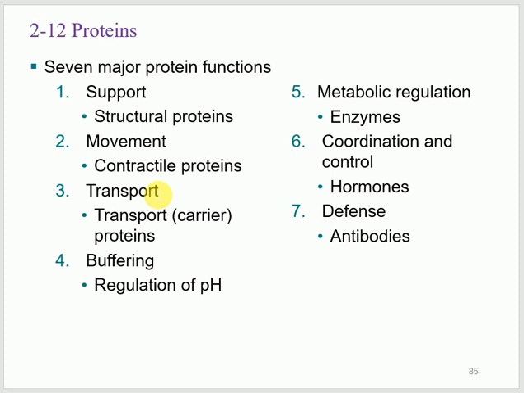Enzymes, hormones, and antibodies. All these three are protein in nature, and this slide is important. Enzymes, hormones, antibodies, all these three, what's the chemical nature? Protein.